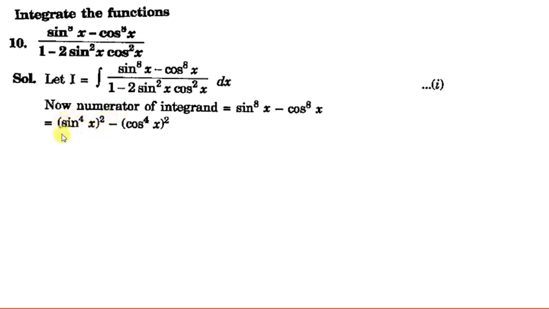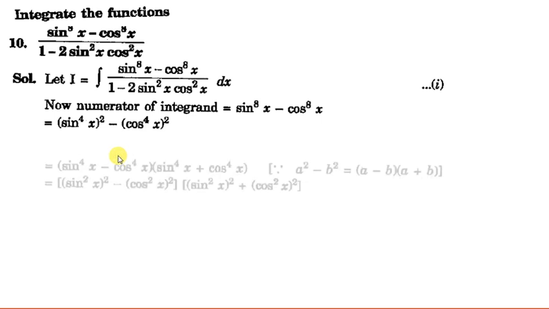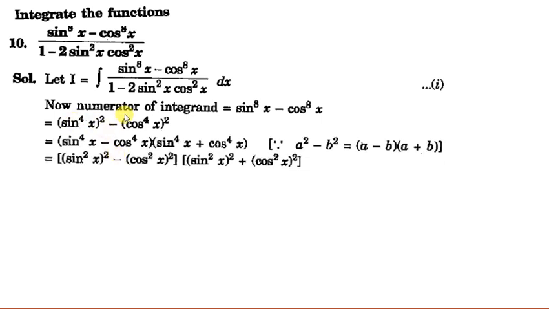Now in the numerator we can apply a square minus b square, where a is sine raised to the power 4x and b is cos raised to the power 4x. So it can be factorized as a minus b, a plus b. So sine raised to the power 4x minus cos raised to the power 4x into sine raised to the power 4x plus cos raised to the power 4x. Again, this first factor can be written as sine square x whole square minus cos square x whole square, and second also.